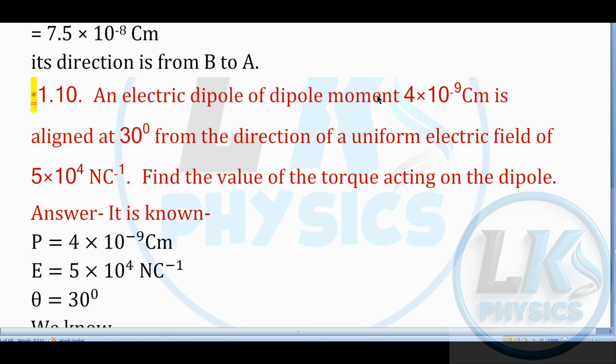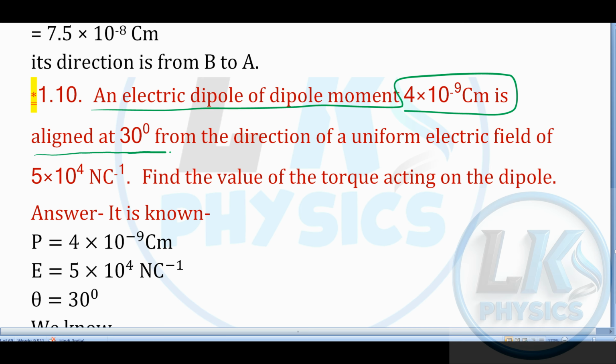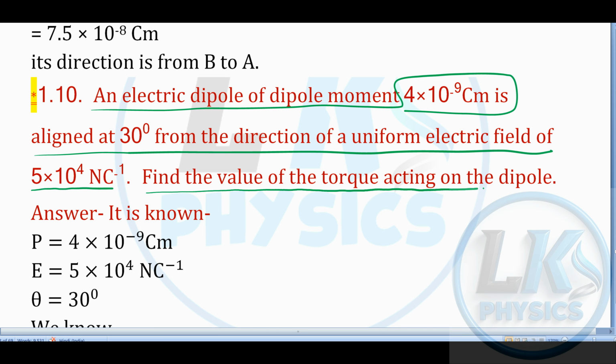Now see another important question. An electric dipole of dipole moment 4 into 10 raised to power minus 9 coulomb meter is aligned at 30 degree from the direction of a uniform electric field of 5 into 10 raised to power 4 Newton per coulomb. Find the value of the torque acting on the dipole.